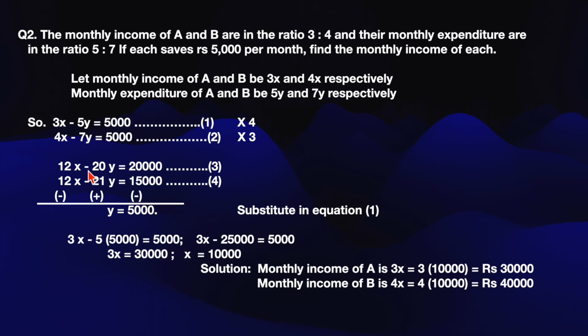Okay. So what is 12x minus 12x? 0. Okay. Minus 20y plus 21y is y. 20,000 minus 15,000 is 5,000. So y is equal to 5,000. Substitute in one of the equation and solve it. You get x as 10,000. Okay, x and y. Now they've asked the monthly income of each. The monthly income of A is 3x. So 3 into 10,000 is 30,000. Monthly income of B is 4x. So 4 into 10,000 is 40,000.